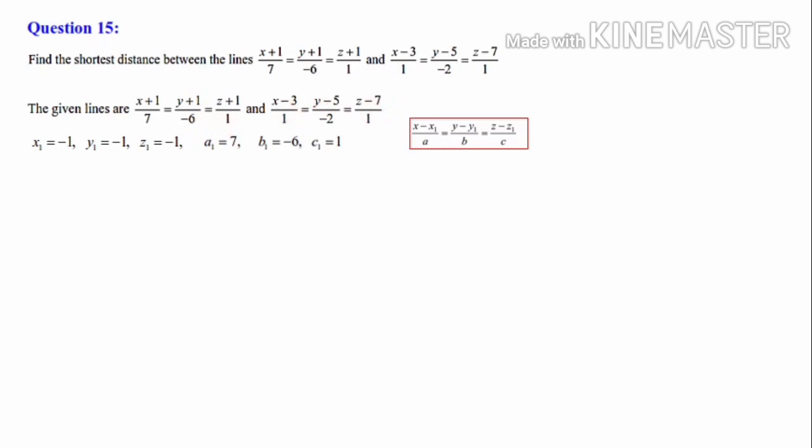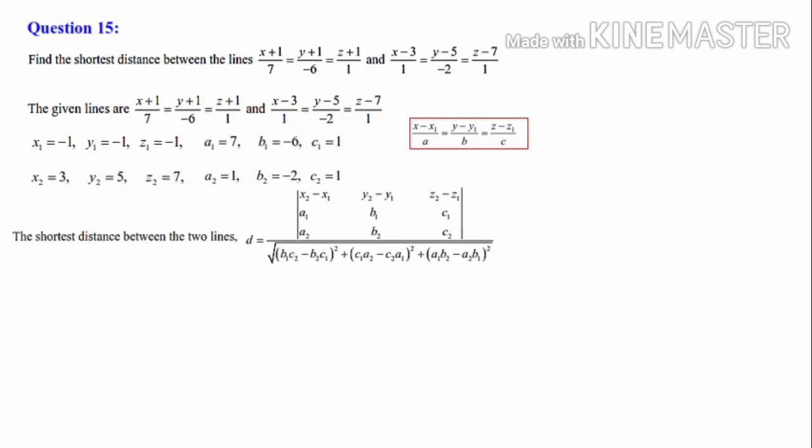Likewise, the second equation, if you consider here, nothing to change because it is already in standard form, x minus 3, y minus 5, z minus 7, all minus signs, everything is fine. Just pick and write. x2 is 3, y2 is 5, z2 is 7. The denominators are a2, b2, c2, that is 1, minus 2 and 1. Go for writing the formula.